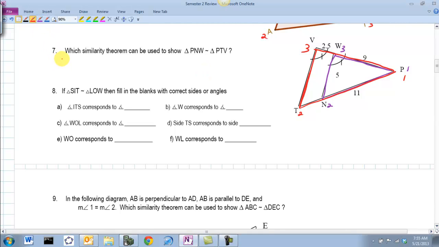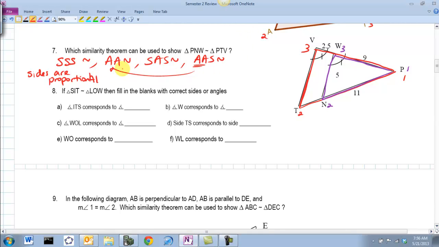Well, we had some choices that we could use. There was the side-side-side similarity, there was angle-angle similarity, there was side-angle-side similarity, and remember, when we see these S's here, that means that the sides are proportional, have the same ratio. Side, side, side, angle, angle, side, angle, side. There was also angle, angle, side, although you don't really need that because once you have the two angles, it's the same as this guy. We've got side, side, side.